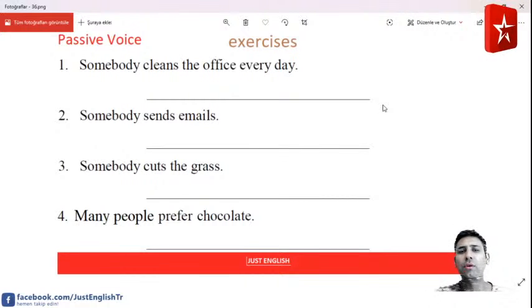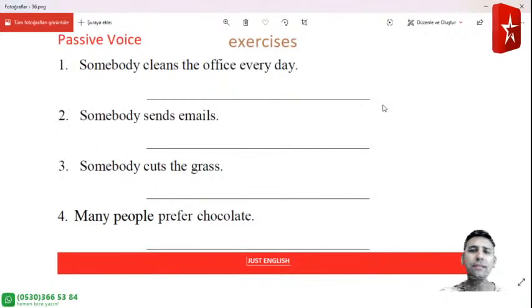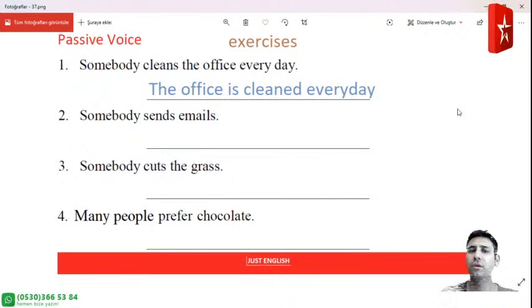Evet, somebody cleans the office every day. So the answer is the office is cleaned every day.